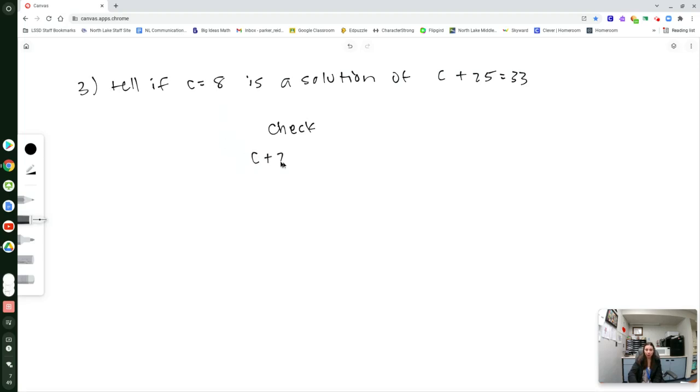So I'm going to take my equation, C plus 25 equals 33. I'm going to rewrite C as 8 because they are asking me to see if that's a solution. If I replace C with 8, will it make this equation true? Now I just need to decide what 8 plus 25 is. That would be 33. 33 equals 33. Perfect. This equation is true. Both sides are equal. That means that C equals 8 really is a solution. Yes, it is. If I make C into 8, it does create a true equation.